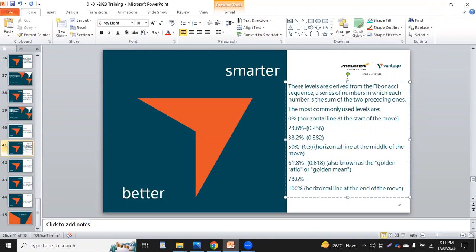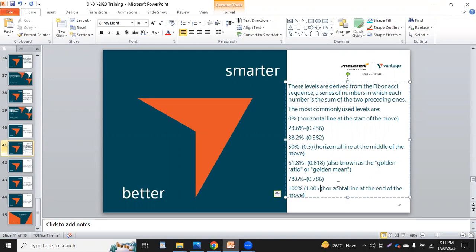Then there's 78.6. So that will give you 0.786. Okay, so these are the numbers that you most likely see on the charts rather than the percentage numbers. Then on 100, you're going to see the 1.00 number. So this is how you see them mostly on the chart. When we get there, you will see what I'm saying.